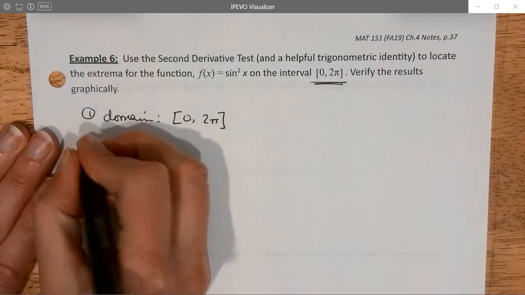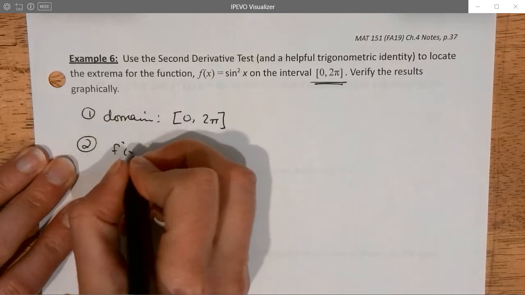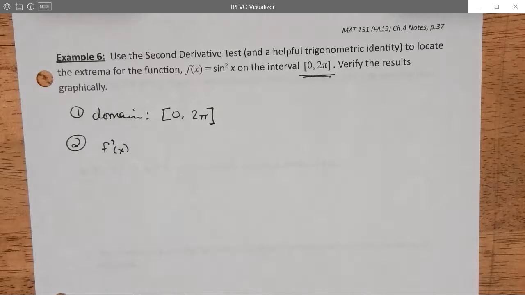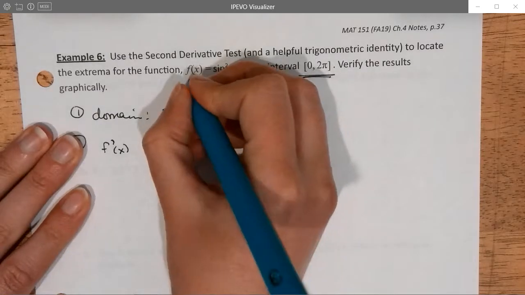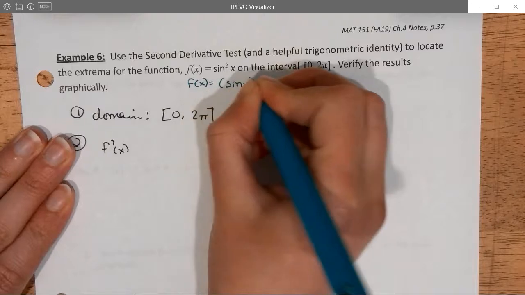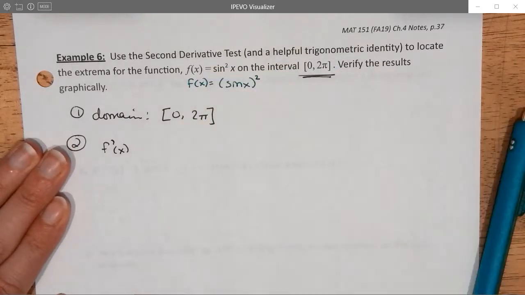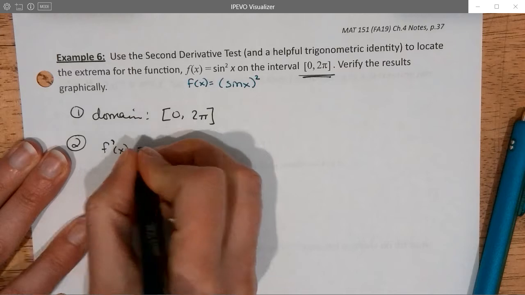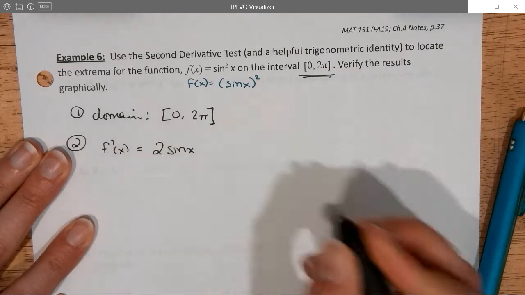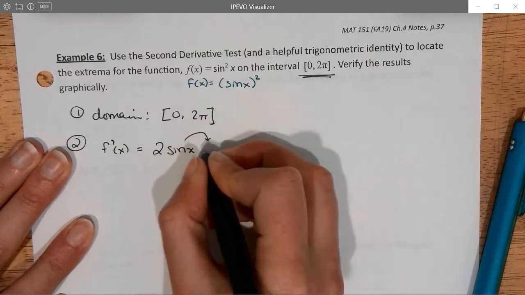Then the next thing that I want to do is find the first and second derivatives. So first, for the derivative, remember that the original function is written in shorthand notation. So this original f of x function is really the sine of x function, quantity squared. That square on the sine is shorthand for this. And so if I do the derivative, I'm going to use the chain rule. So it's going to be 2 times sine of x times the derivative of sine of x, which is cosine of x.